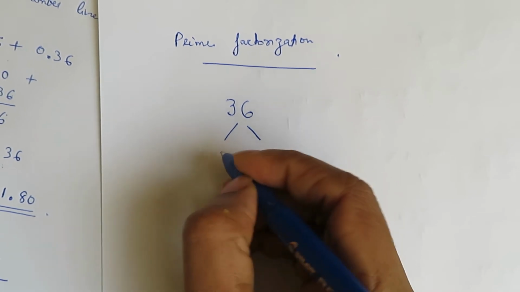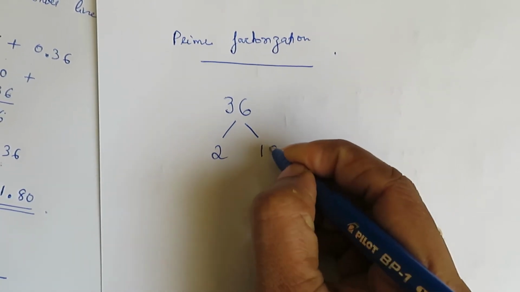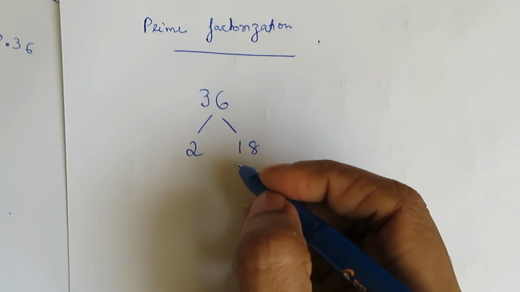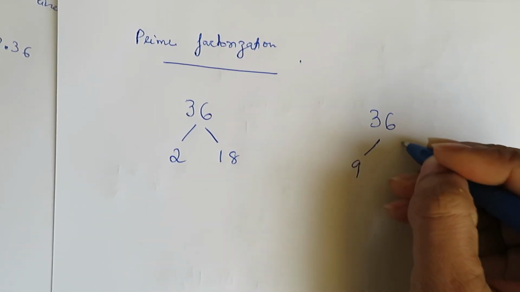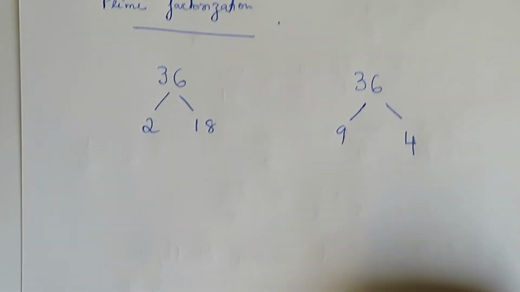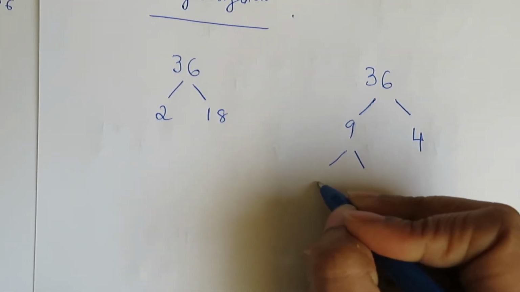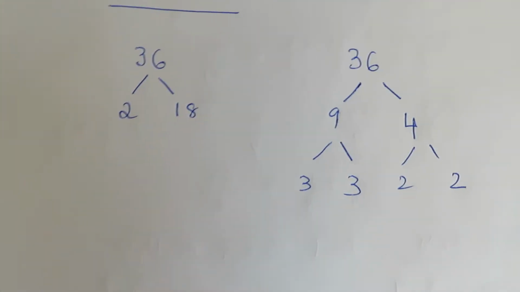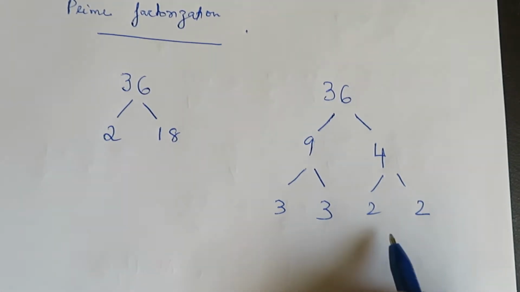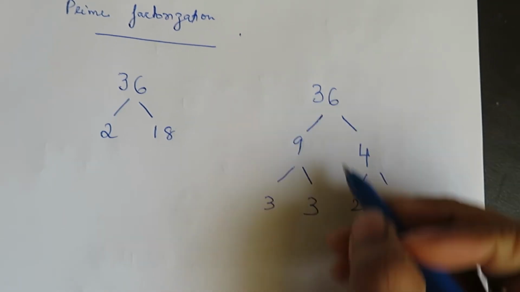I know that 2 times 18 will give me 36. Okay? Or maybe some of the students know that 9 into 4 will give them 36. So let them write it like this. Now 9 again as a tree you draw. 3 into 3 will give you 9, and 2 into 2 will give you 4. Now nothing more, right? Now what is the prime factor?